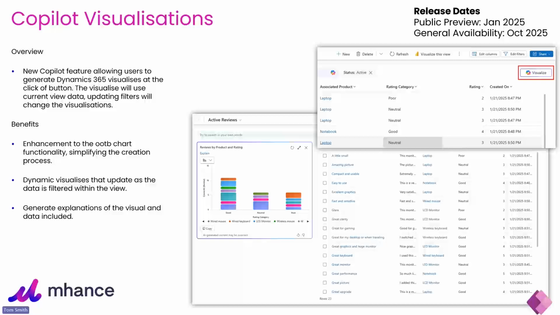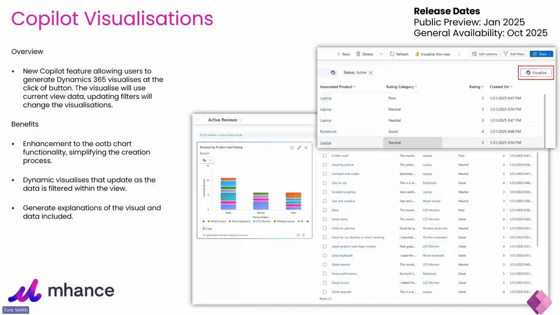So what we are getting as part of this wave release is a new icon within any kind of table view. So that is the visualize button, as you can see in the top right screenshot. And essentially what this will do is generate you a Dynamics 365 chart within the view based on the current view that you're within. So if you've filtered down data and then you want to visualize that within a chart, you can use the visualization button, which will generate it for you.